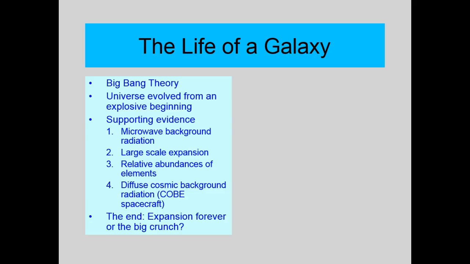Now, some of the supporting evidence here, we can study microwave background radiation that comes from a very, very, very long time ago, and it all generally seems to be coming from some fixed place somewhere back there. Large-scale expansion. That's pretty mild language. If things can't go faster than the speed of light, it's been expanding for a long time.